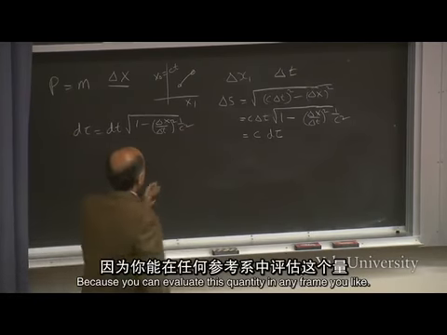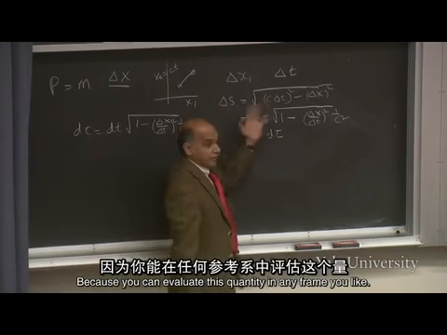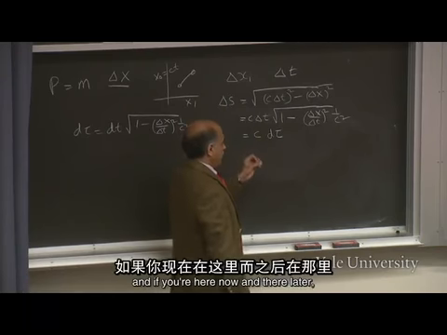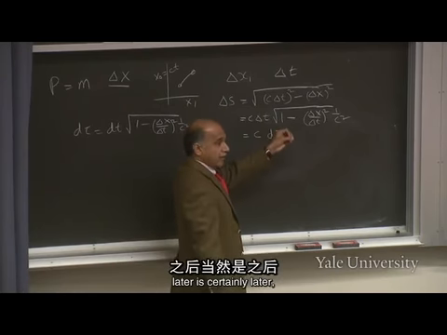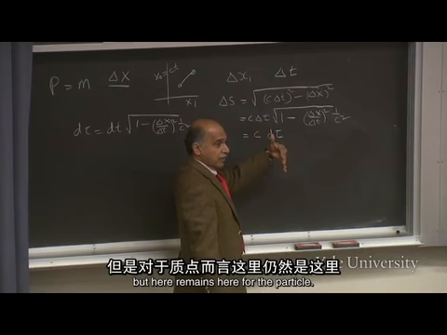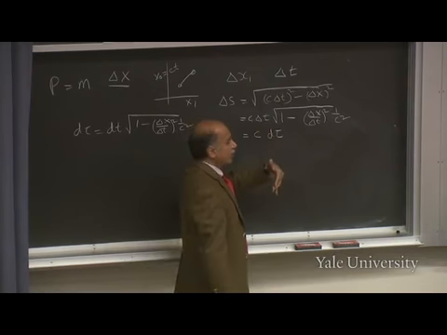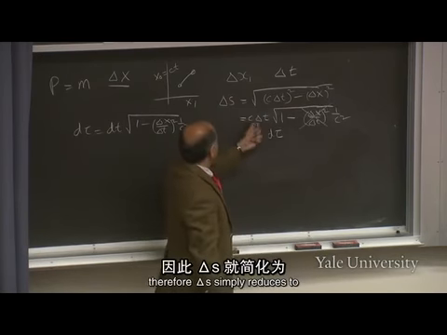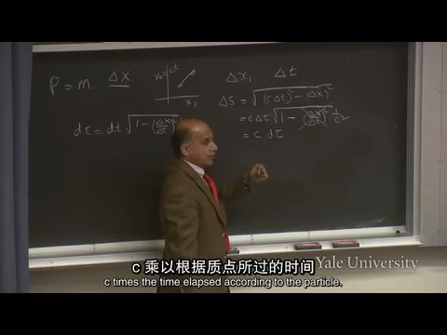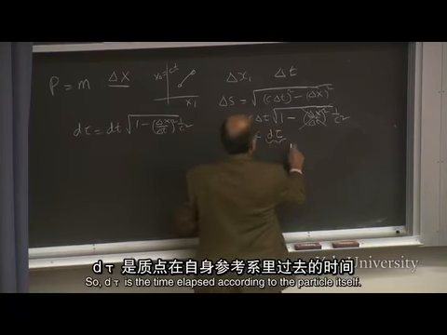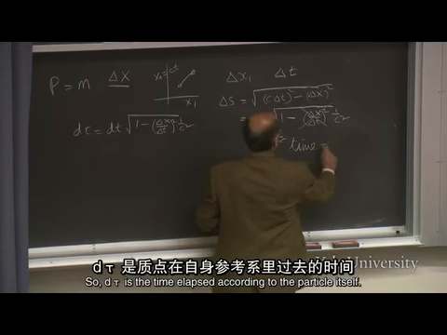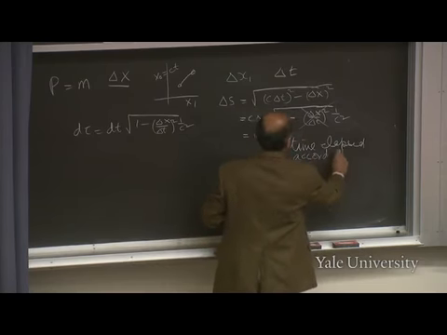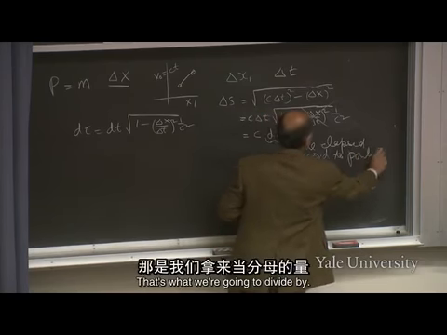Why? Because you can evaluate this quantity in any frame you like. So go to the frame moving with the particle. If you're moving with the particle, and if you're here now and there later, later is certainly later, but here remains here for the particle. It doesn't move in its own frame. So delta x will vanish. Therefore, delta s simply reduces to c times the time elapsed according to the particle. So d tau is the time elapsed according to the particle itself. That's what we're going to divide by.